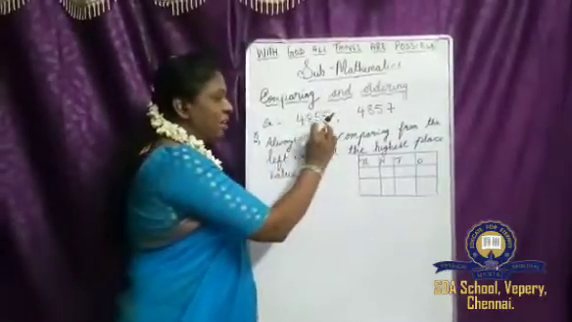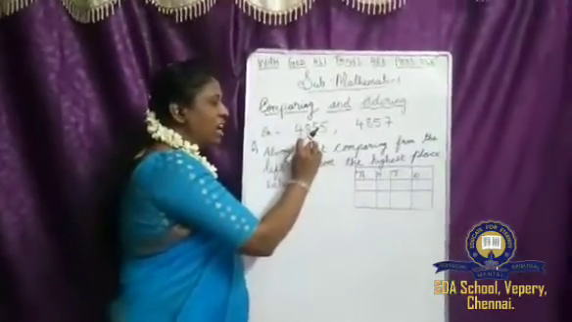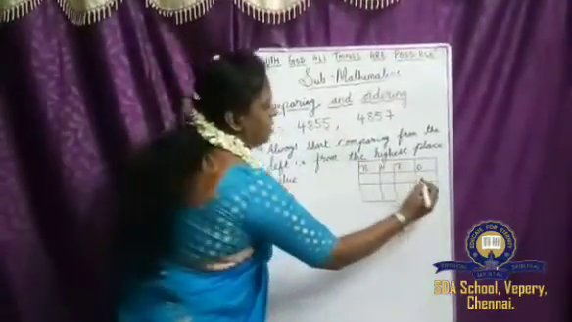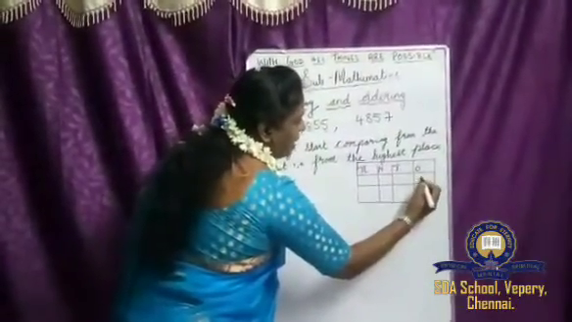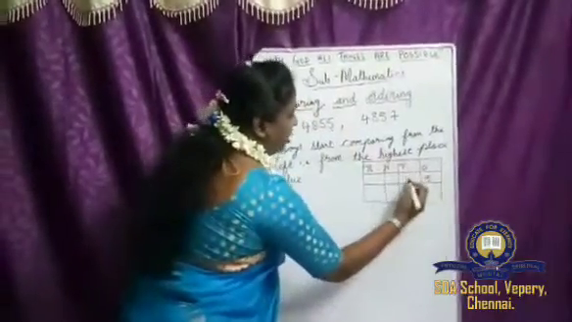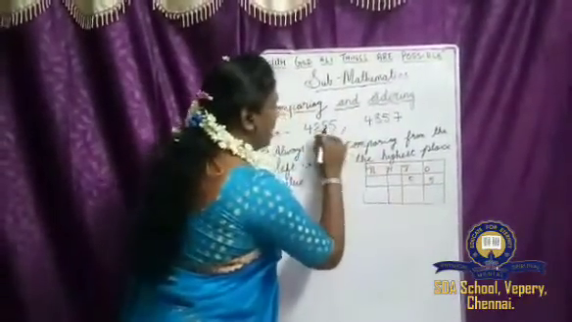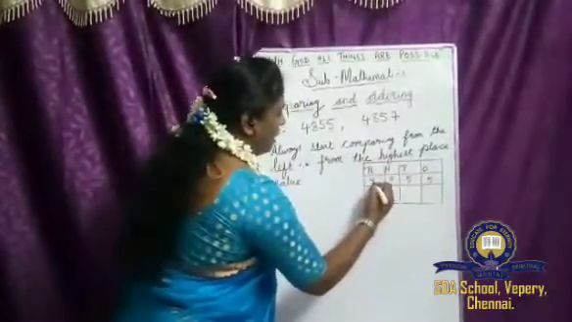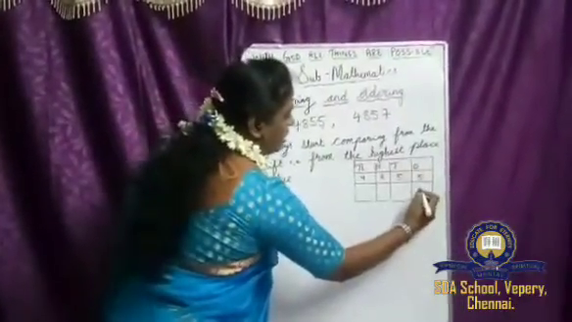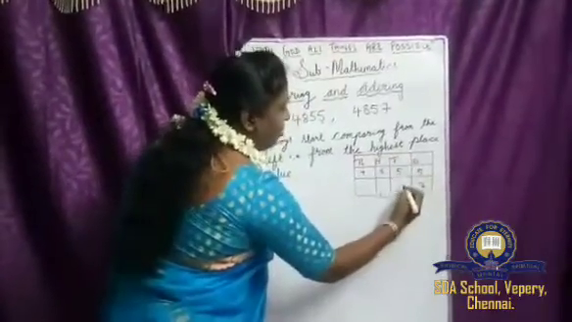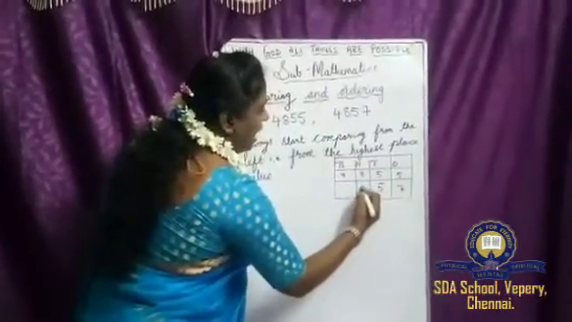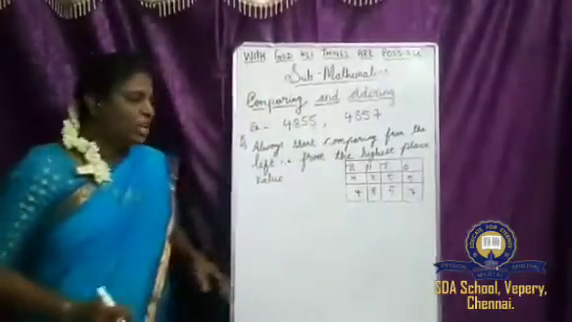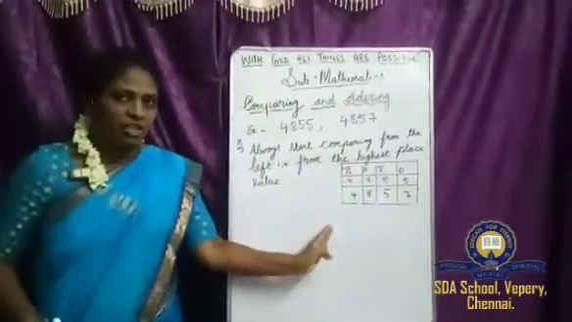Let us take this number, 4855. Start from here. 5 is in which place? Ones place. And write 5 in the tens place, 8 in the hundreds place, and 4 in the thousands place. Now write the other number also: 7 in the ones place, 5 in the tens place, 8 in the hundreds place, and 4 in the thousands place. You have written it now in the place value chart.